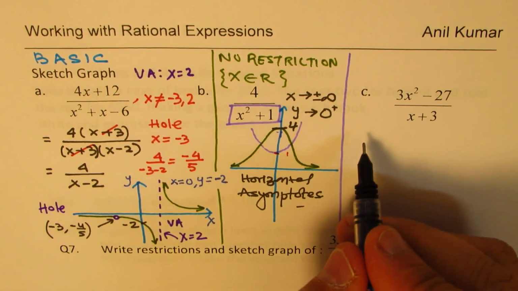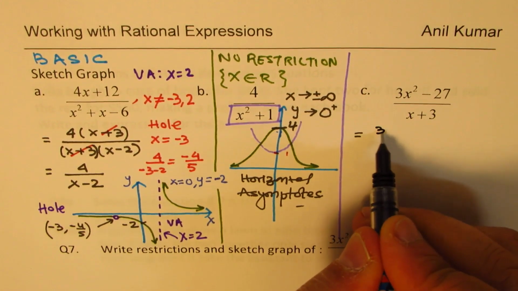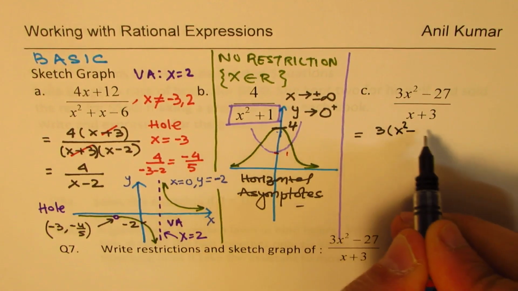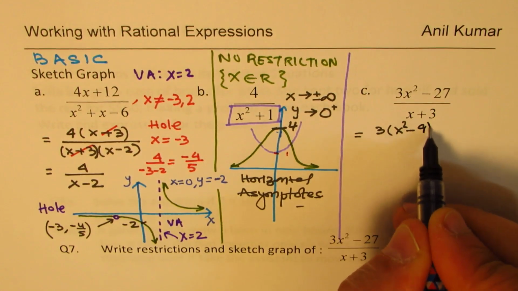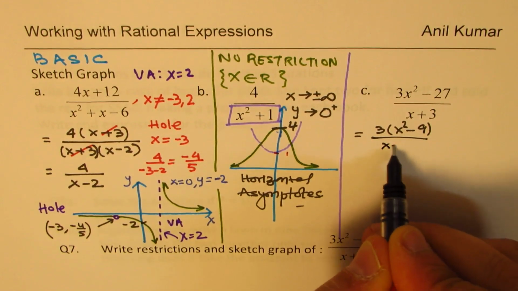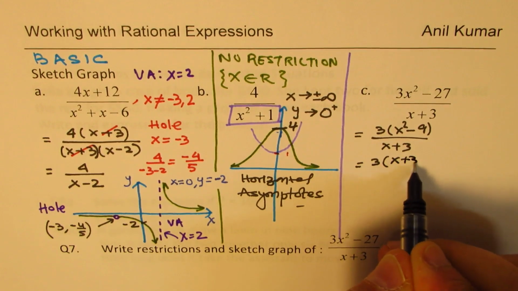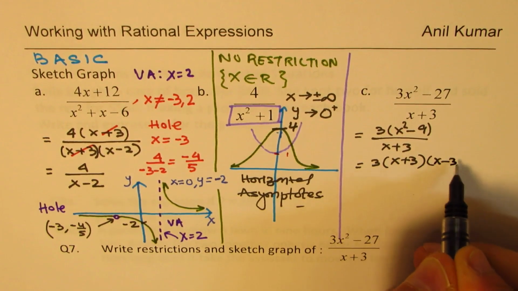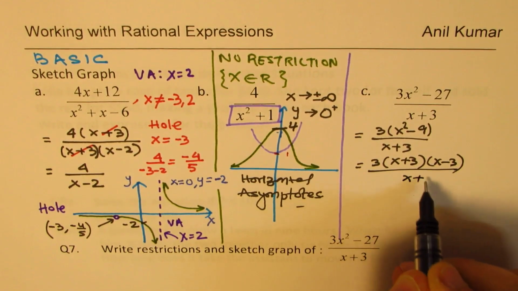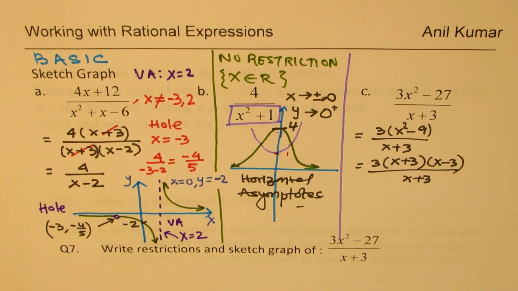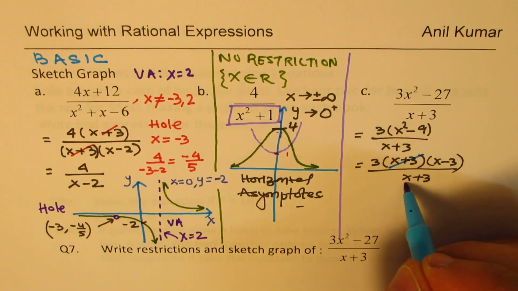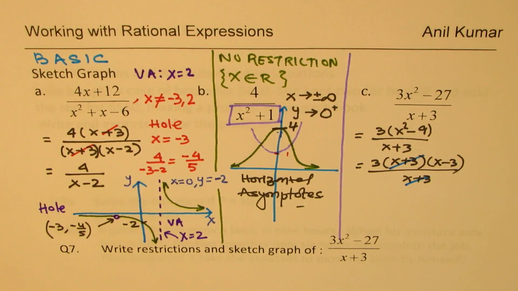Here is a quick solution to the same. 3 is a common factor, so we get x squared minus 9, which is the difference of squares, x plus 3. And so we get 3 times (x plus 3)(x minus 3) over x plus 3. So in this case, we have a hole and no vertical asymptote. It's a straight line. Do you see that?